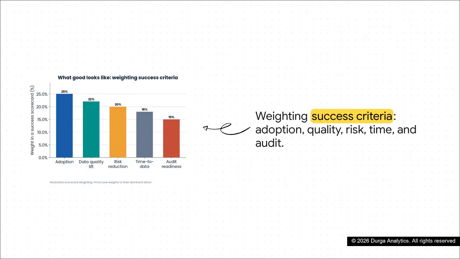Or maybe a 22% weight on a measured lift in data quality. Allocate 20% to measurable risk reduction of ungoverned sensitive data. Factor in time to data for your analysts and audit readiness for the regulators. These aren't guesses. These are undeniable, provable metrics.